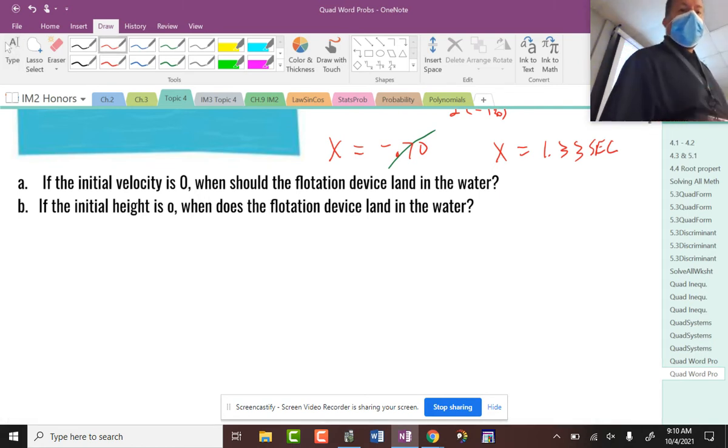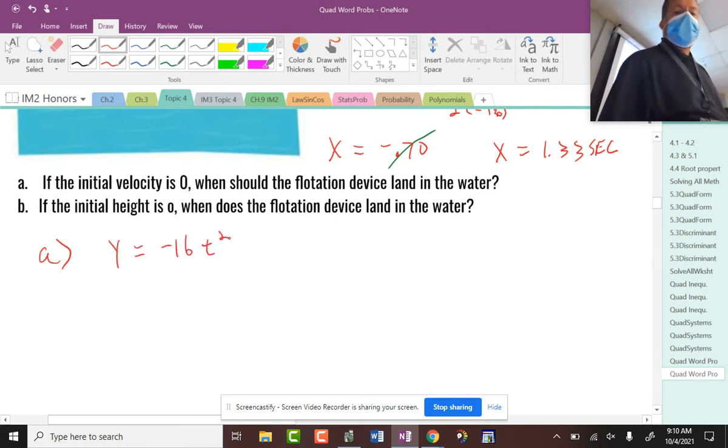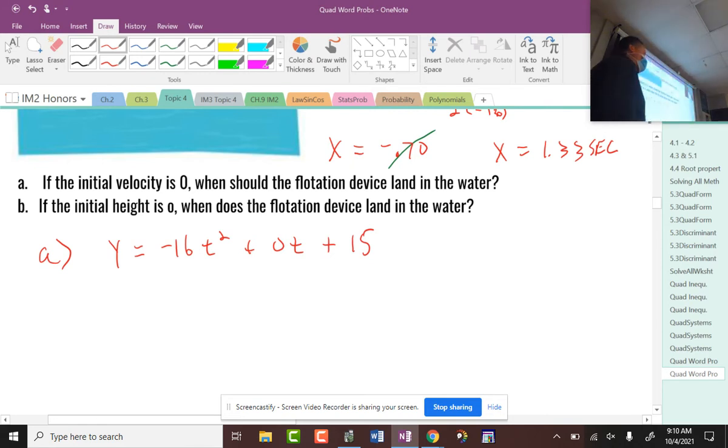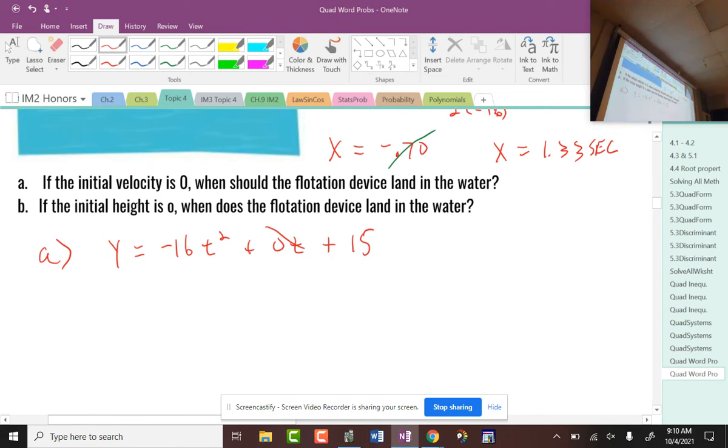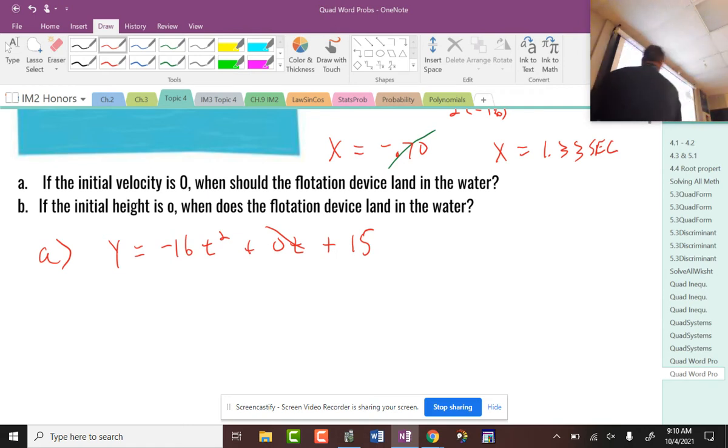Okay, so here's letter A. When the initial velocity is 0, then this formula turns into negative 16t squared plus 0t. We're still going to be at 15 feet above to start, so we'll still put that plus 15 there. The reason I like this one is, how do I solve this? 0t goes away. All right, and then how do I solve this when the flotation device hits the water?